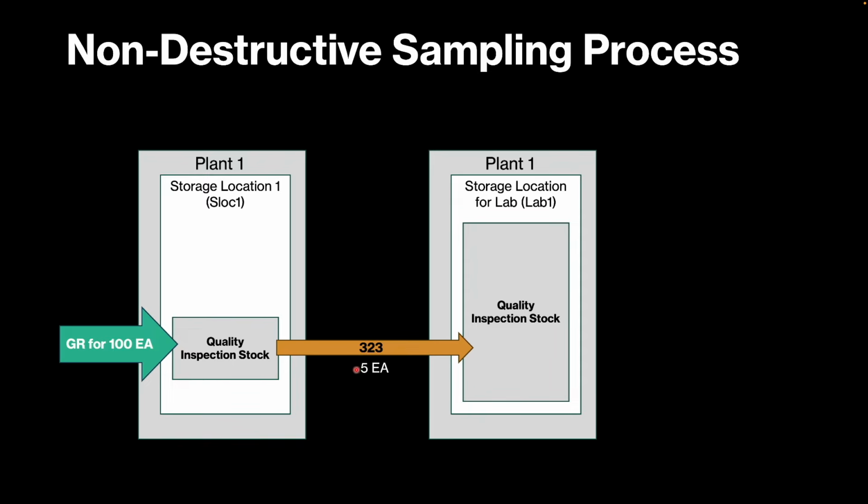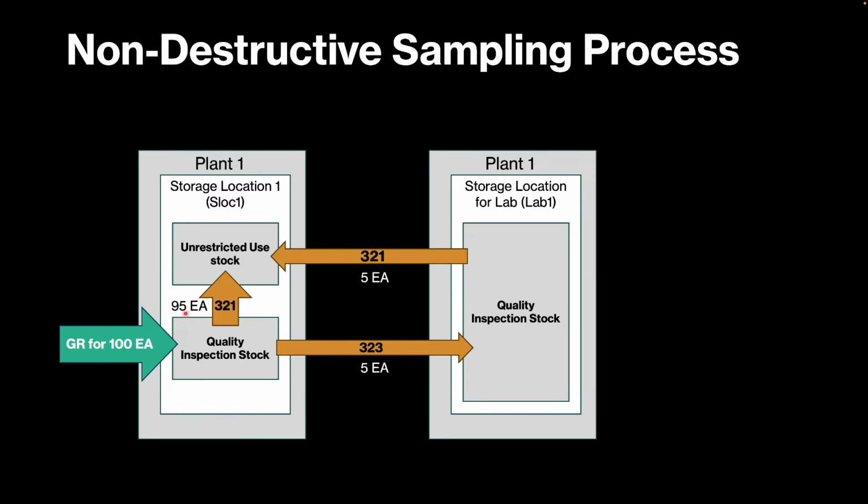Okay. Now, once this 5 quantity is inspected and is accepted by the quality lab, you will have to transfer this quality inspection stock to the unrestricted use stock. So you can see here we will use movement type 321 to transfer this sample quantity of 5 numbers from quality inspection stock of the lab storage location to the unrestricted use stock of our originating storage location. And once we have transferred this 5 quantity, the remaining 95 quantity also we will transfer from quality inspection stock of SLOC1 to unrestricted use stock of SLOC1.